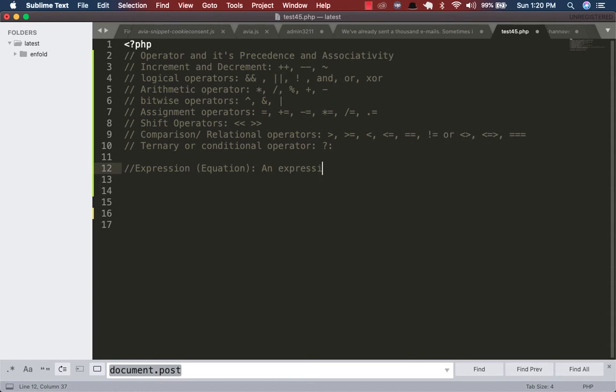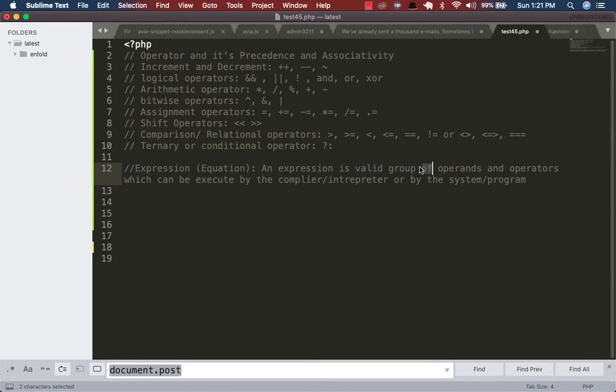An expression is a valid group of operands and operators which can be executed by the compiler or interpreter or by the system or program. Okay, I hope you understand it. Again, let me explain. An expression is a valid group of operands and operators which can be executed by the compiler or interpreter or by the system or program.